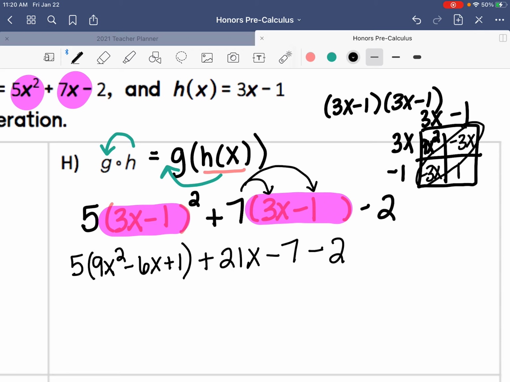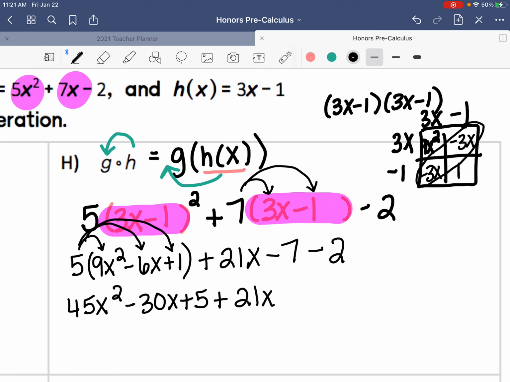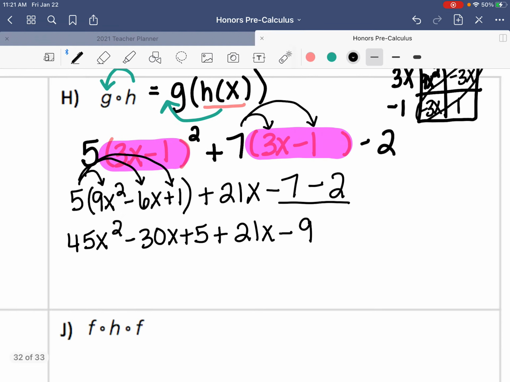So now we've multiplied those pieces. We can distribute the 5 to the original parentheses. And that's going to become 45x squared minus 30x plus 5 plus 21x. And we can go ahead and do minus 7 and minus 2 to give me minus 9. And one last step is to combine my like terms.